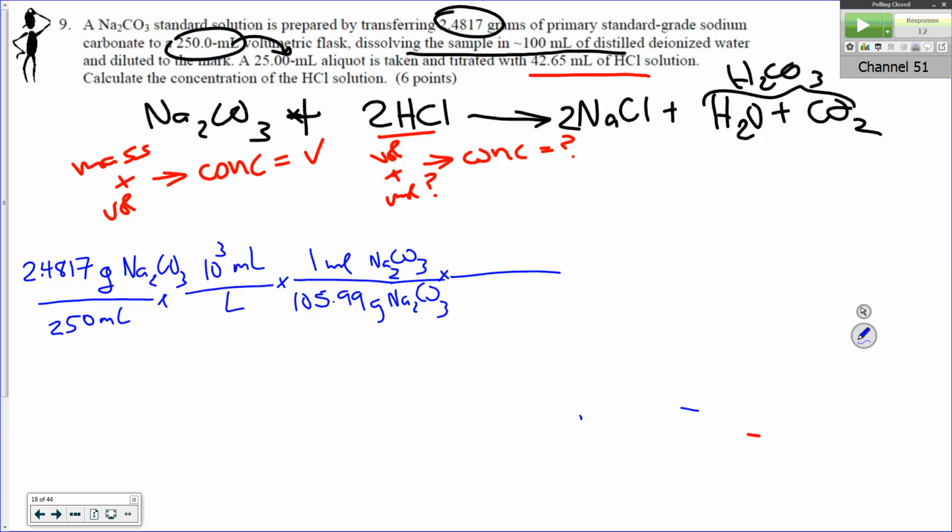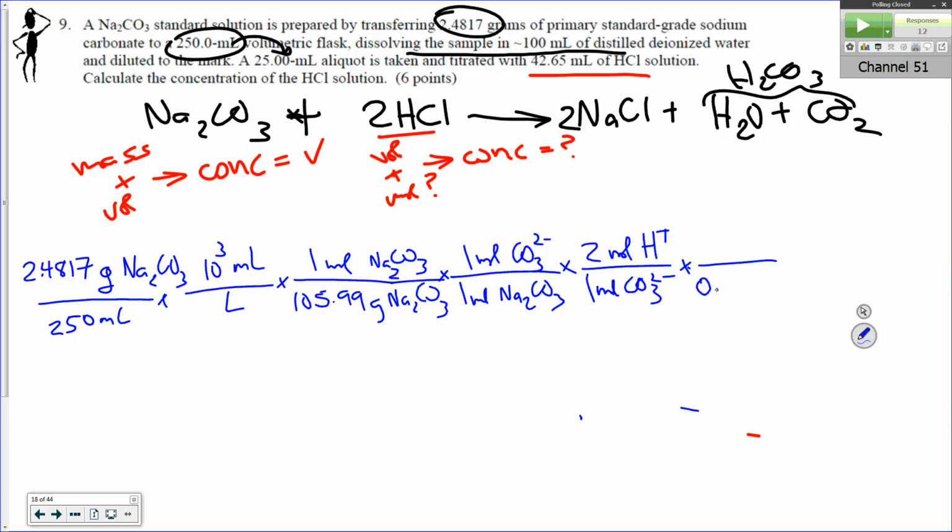Okay, 1 mole of sodium carbonate decomposes to make 1 mole of carbonate. 1 mole of carbonate reacts with 2 moles of H plus in the reaction. Okay, that takes us to moles. Now, the last thing I need to do is divide by the volume, so the liters of HCl solution.